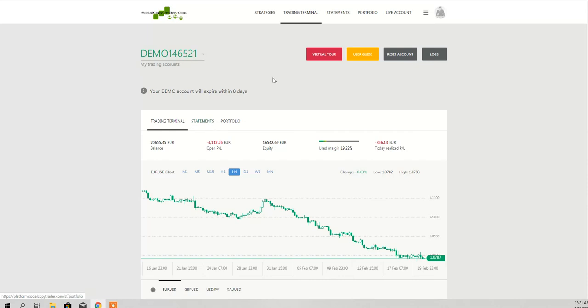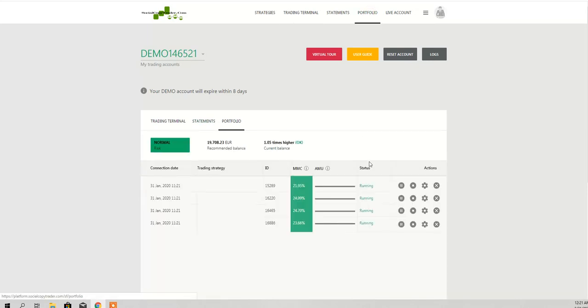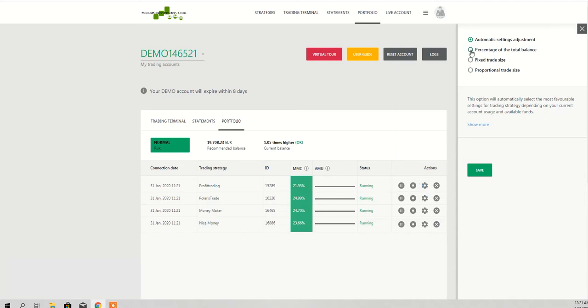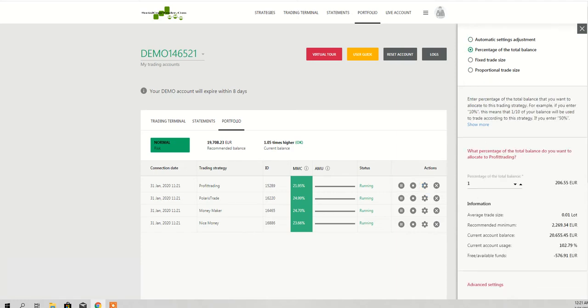So we'll go back into our portfolio. We'll put in the $2,500, the percentage total, which is roughly 10%, 2,000. We'll give them a little bit more, 15%, 3,000. So 3,000 of our $25,000 balance is allocated to profit trading now.